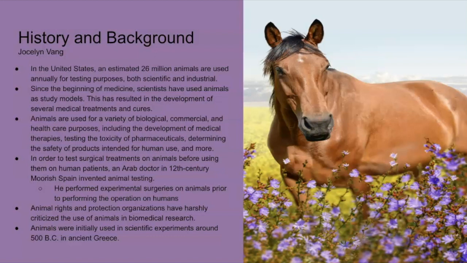In order to test surgical treatments on animals before using them on human patients, an Arab doctor in 12th century Moorish Spain invented animal testing, as he performed experimental surgeries on animals prior to performing the operation on humans. Animal rights and protection organizations have harshly criticized the use of animals in biomedical research. Animals were initially used in scientific experiments around 500 BC in ancient Greece.